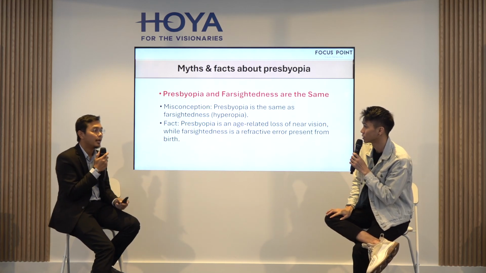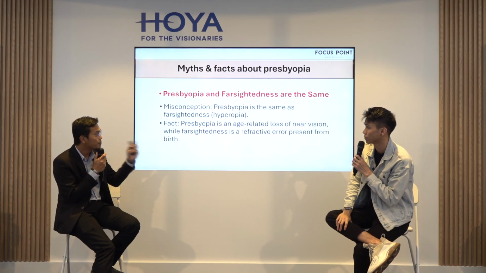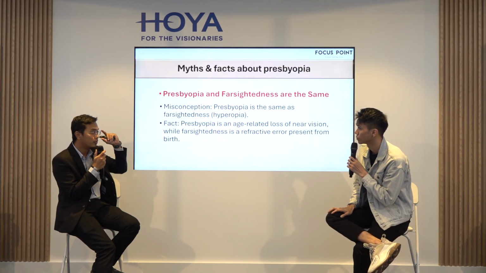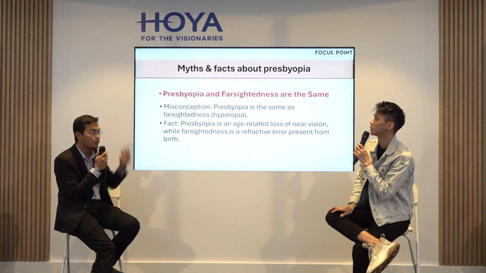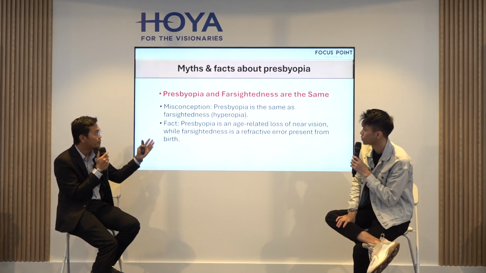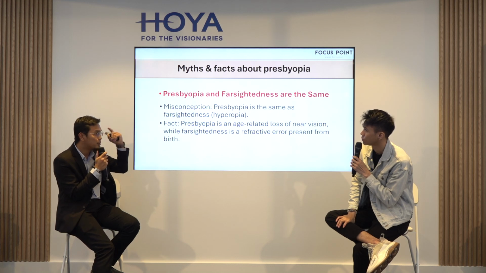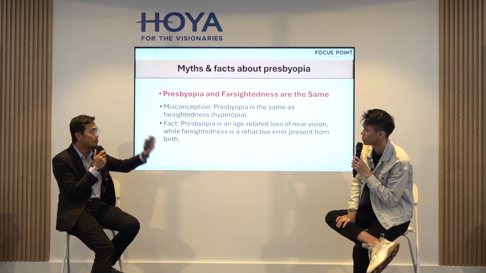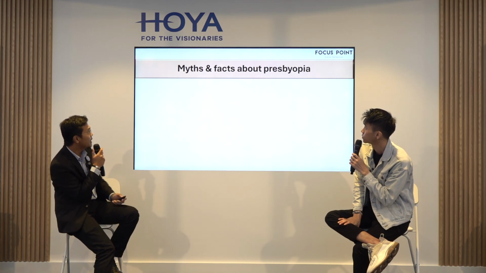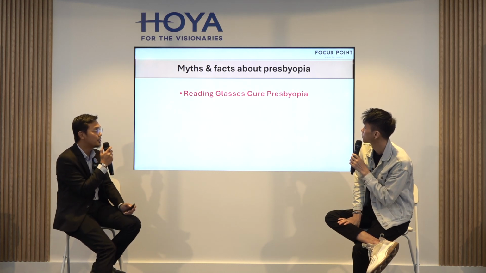Another thing is, if you have presbyopia, you cannot see at near even with distance correction. If you are wearing spectacles for distance, your near vision is still blurred. But with farsightedness, you can wear one pair of spectacles, single vision lenses, and it helps for both distance and near. I see. So, next myth: reading glasses cure presbyopia.